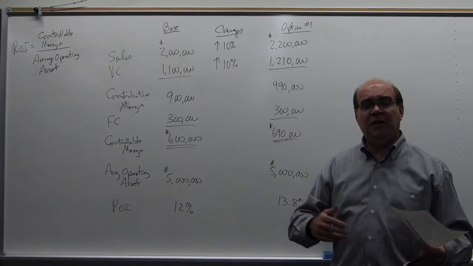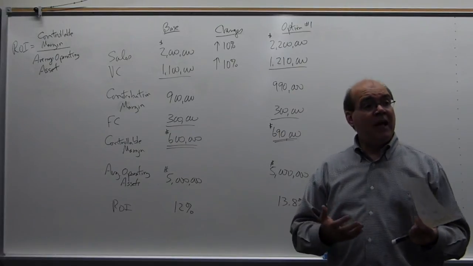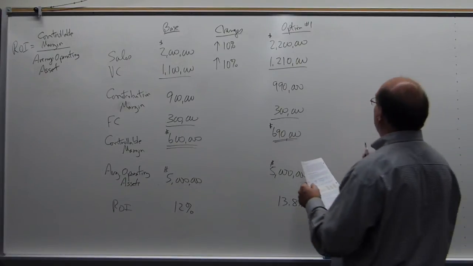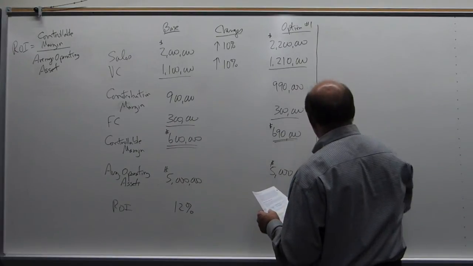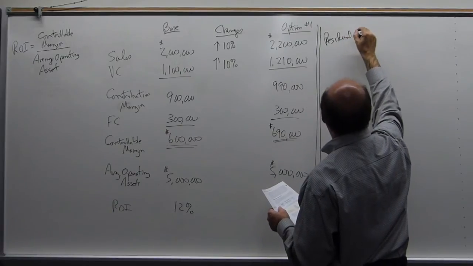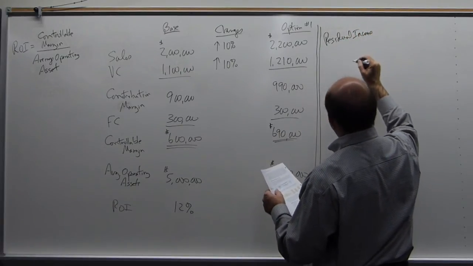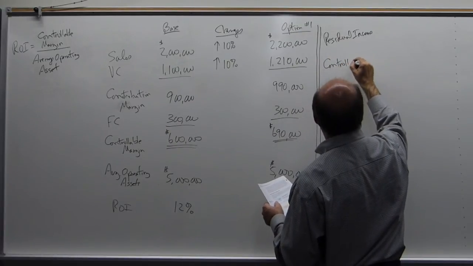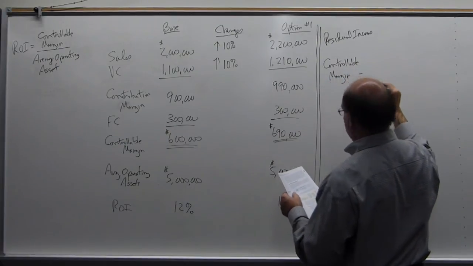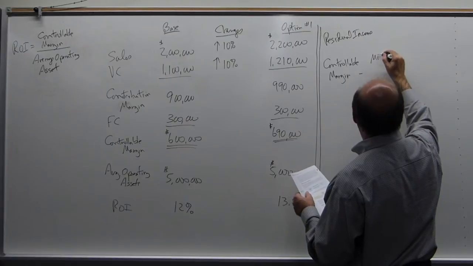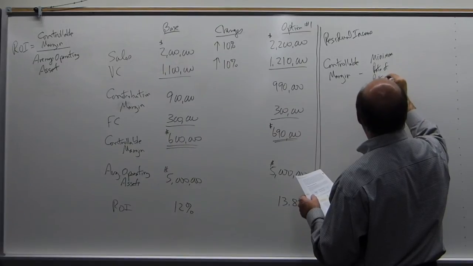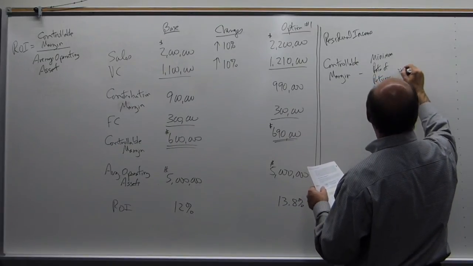Residual income looks at the amount of income that you have left over after providing a minimum level of return that the company wants to get. So on the example we'd have there, this is another formula. Okay, so this is residual income. And so you're going to have controllable margin. And then you're going to subtract from that the minimum rate of return, which has to be given to you, that the company wants to get, times the average operating assets.